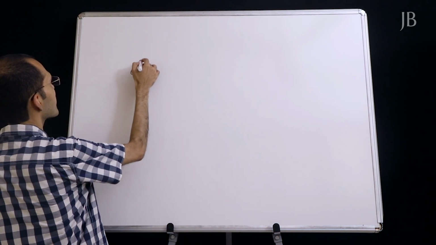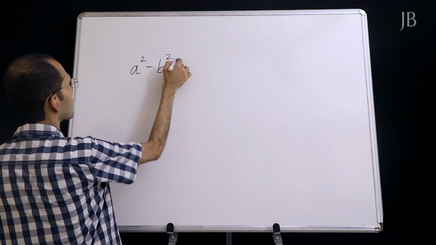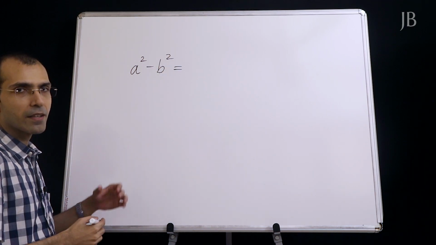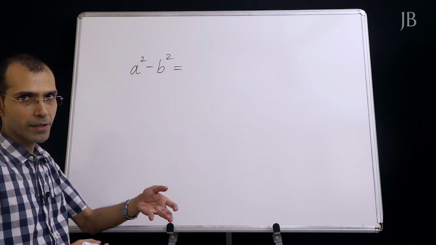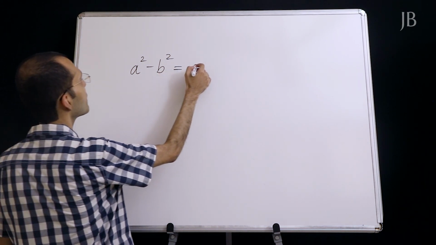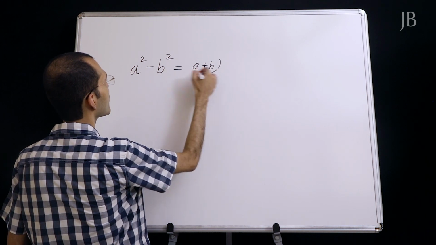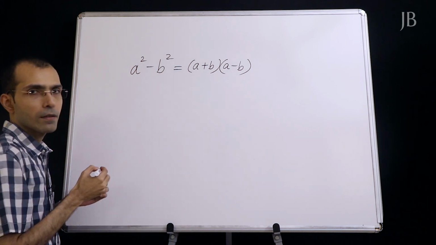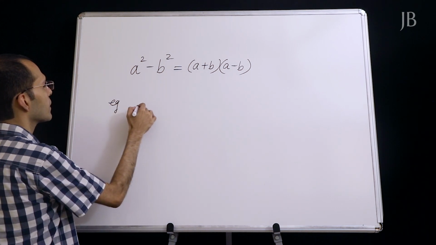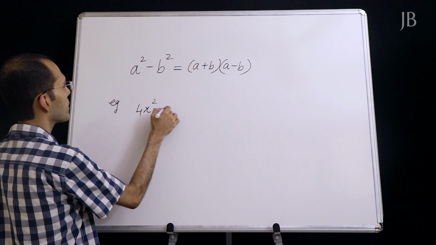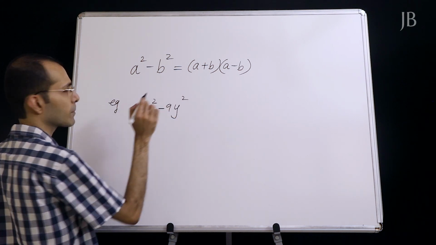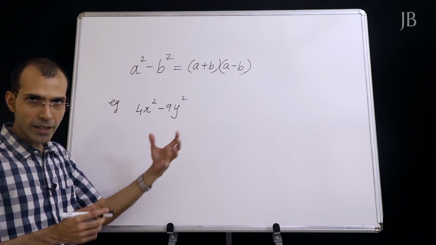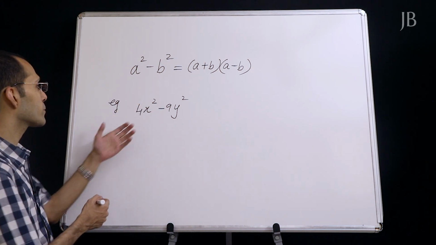A square minus b square. This will not be a minus b the whole square, as we understand. A minus b the whole square is something different which you already know. This will be a plus b into a minus b. So example, if it is 4x square minus 9y square, suppose, and you wish to factorize it, this is based on factorization, but this will help you in expansions also. So I need to cover this.